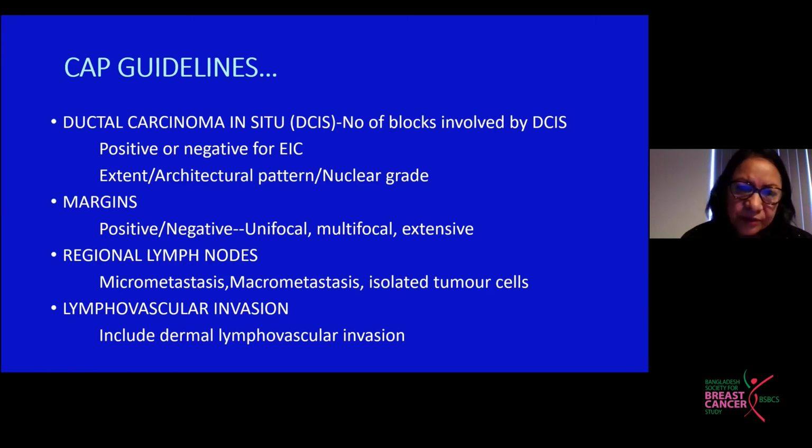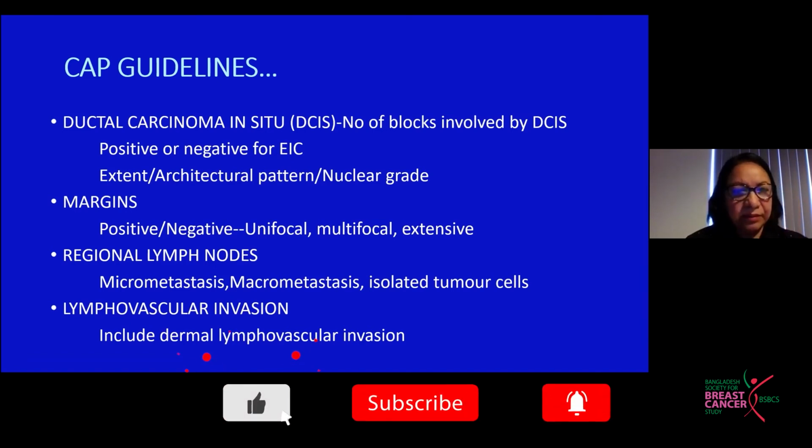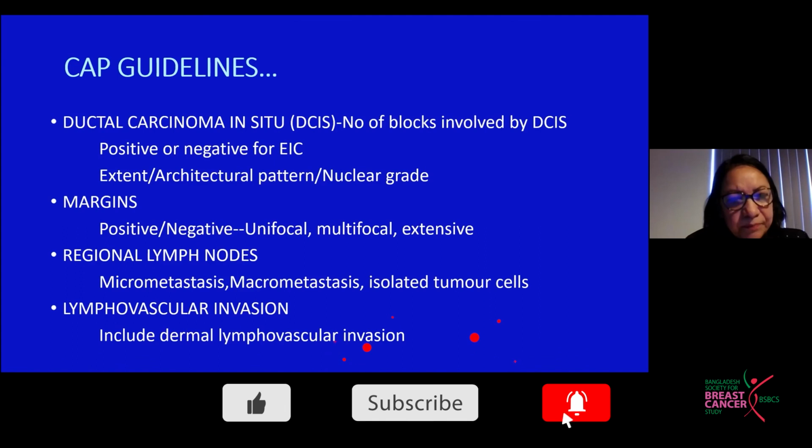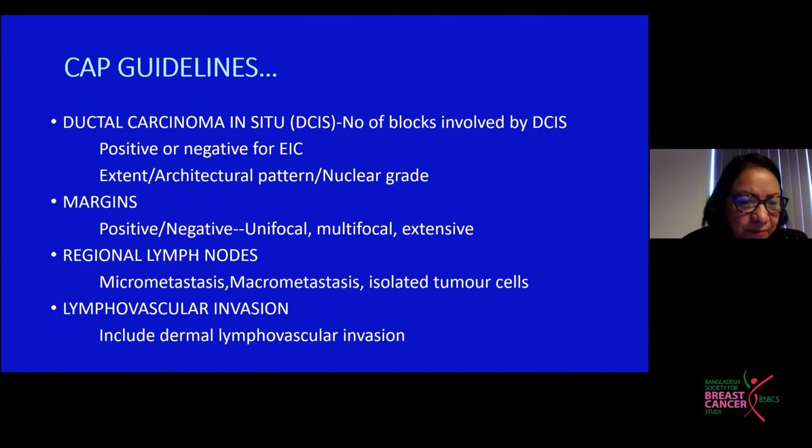That is also very important. And also the nuclear grade of the DCIS. And of course, the type of DCIS, whether it is solid or comedo or low grade like cribriform, etc. We also look for the margins. As we know, the margins are important. And if it is negative, it's okay. But if it is positive, we have to indicate whether the margin is unifocally positive or multifocally positive, or there is extensive involvement of the margin. These are very important issues to decide the tumor character.